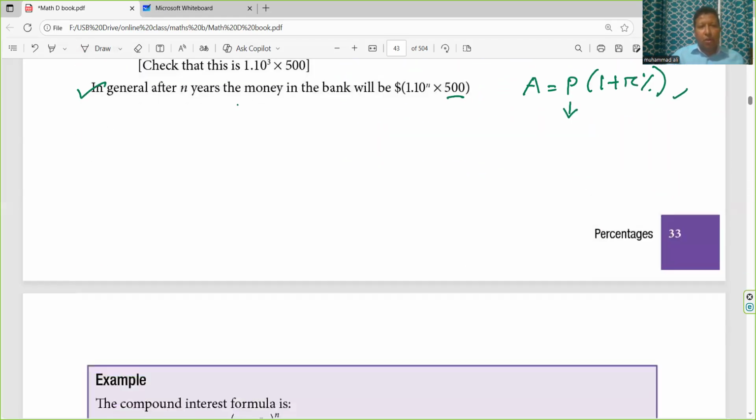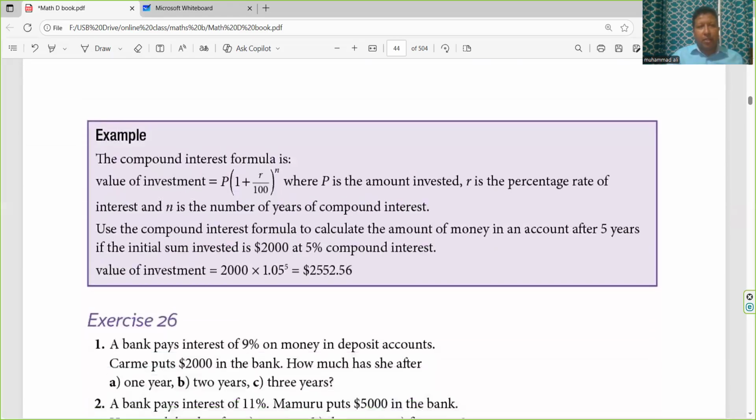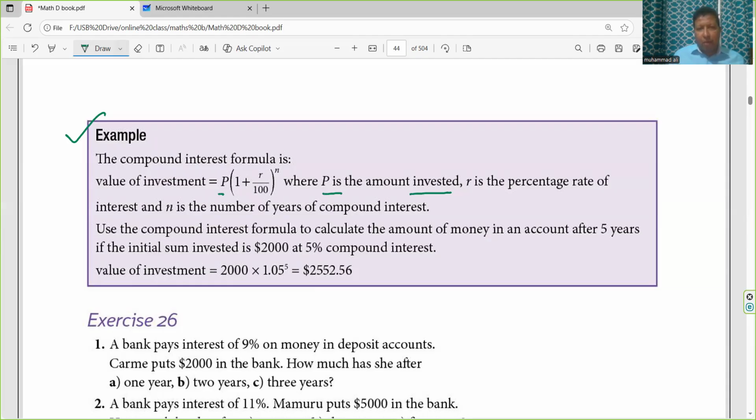Now, try to understand this example. The compound interest formula is the value of the investment, P times (1 plus r%, meaning r by 100) to the power n, where P is the amount invested, r is the percentage rate of interest, and n is the number of years of compound interest.